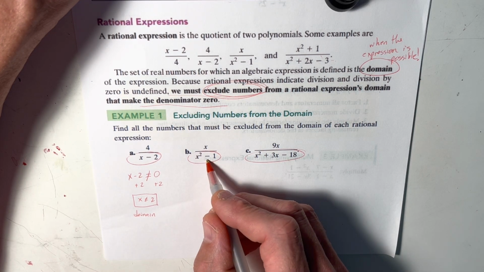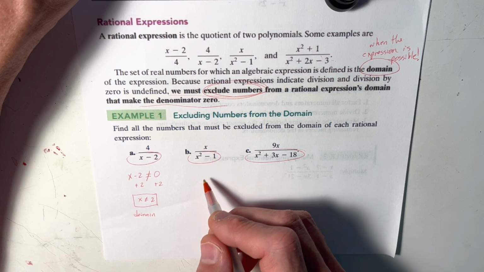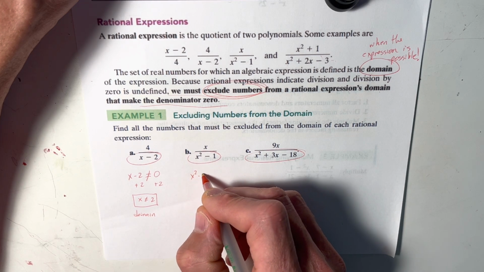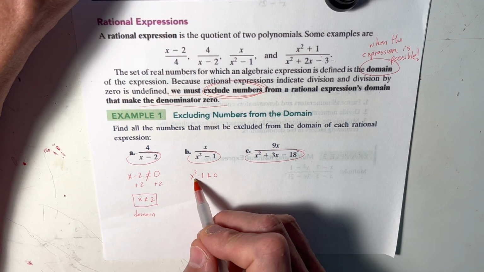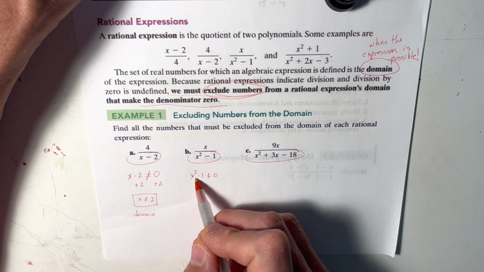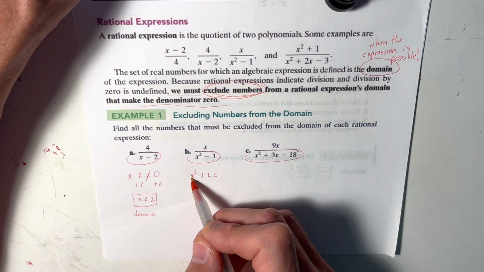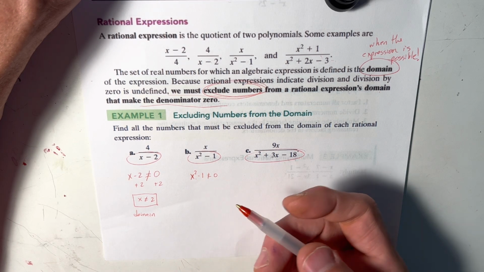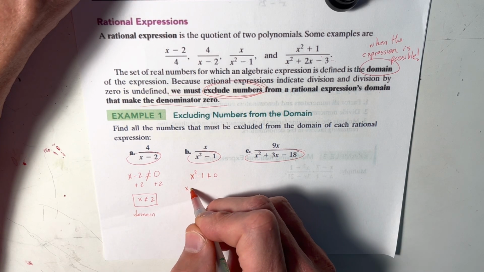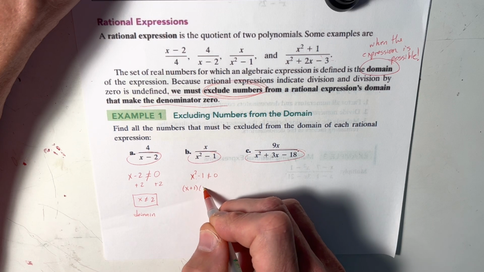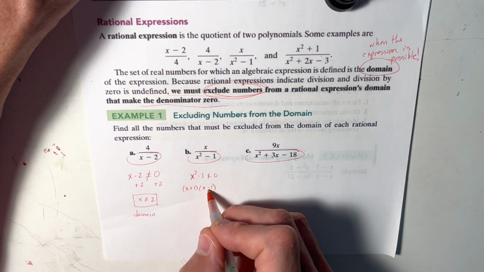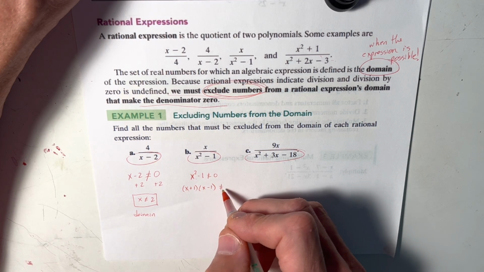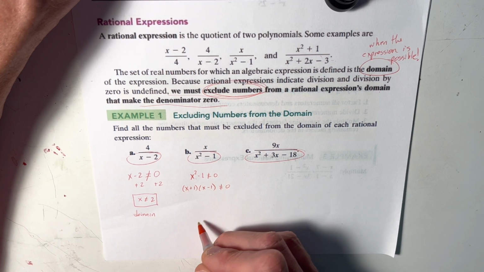Let's look at this one here. So now x squared minus 1 is our denominator, and that cannot equal 0. Well, I've got to solve for x in this situation, and hopefully you're noticing that x squared minus 1 is a difference of perfect squares. So that means we have x plus 1 and x minus 1, right? The square root of x squared and the square root of 1, and then we put it into this pattern. And those two factors cannot equal 0.